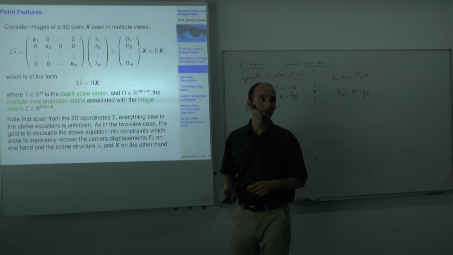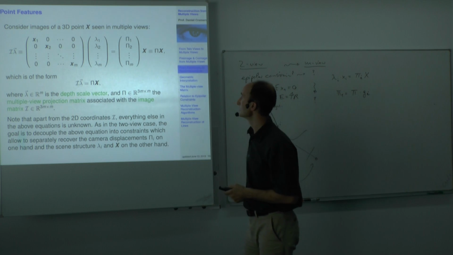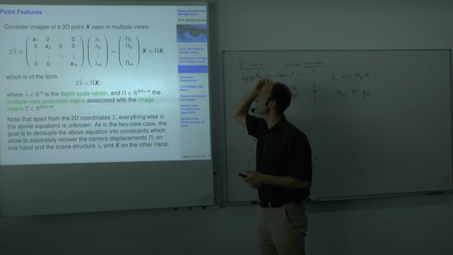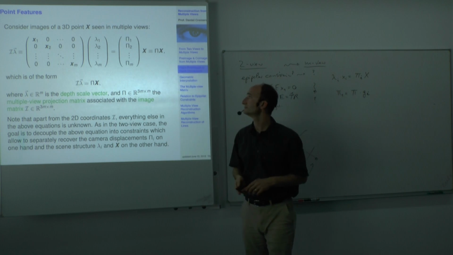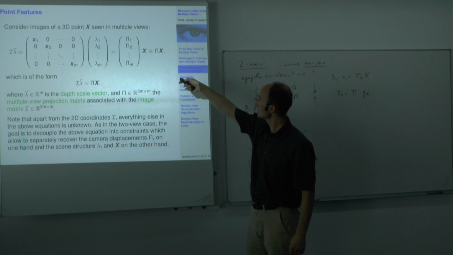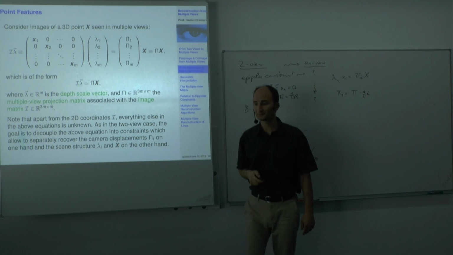It should be 3 by m, or over m. Let's see. So pi is, I think, what was it? X is a 4D vector, so definitely it should be 3m by 4, I think. Yeah, so this is not right. 3m by 4, exactly. Each matrix is 3 by 4, and so you have m matrices, and that makes it 3m by 4.